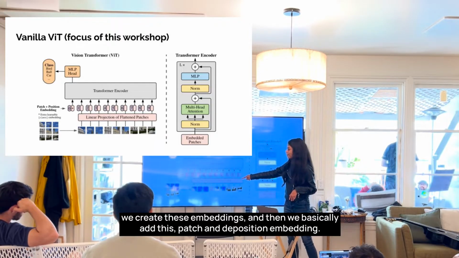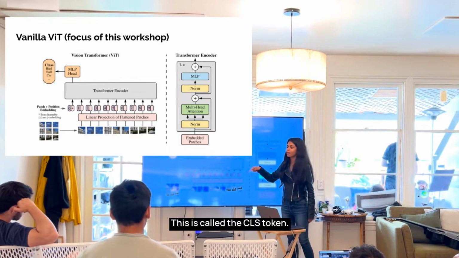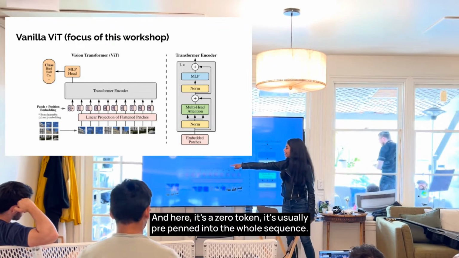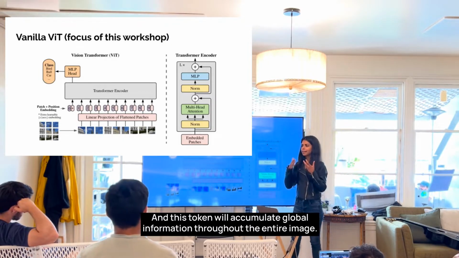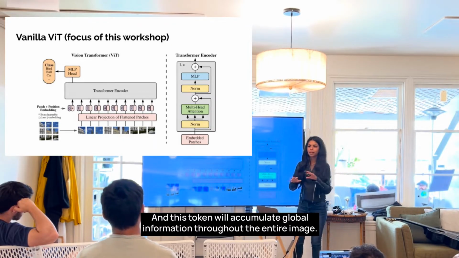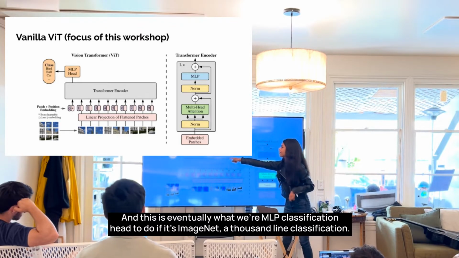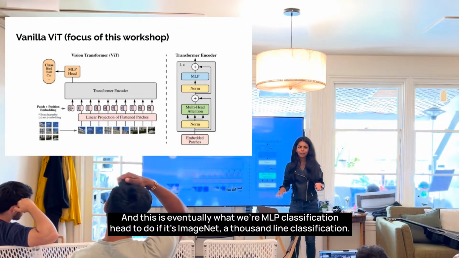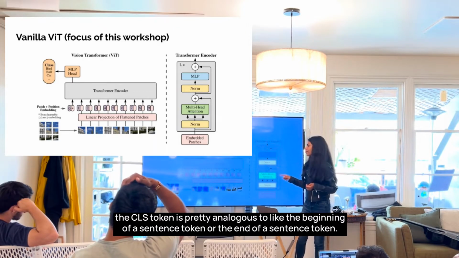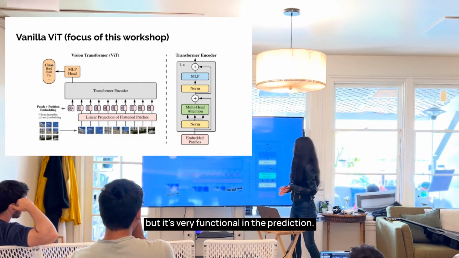We create these embeddings, and then we add the patch and the position embedding. This is called the CLS token, and here it's the 0 token. It's usually prepended to the whole sequence. And this token will accumulate global information throughout the entire image. And this is eventually what we're going to feed into the MLP classification head to do, for example, ImageNet 1,000-class classification. The CLS token is pretty analogous to the beginning-of-sentence or end-of-sentence token, but it's very functional in the prediction.